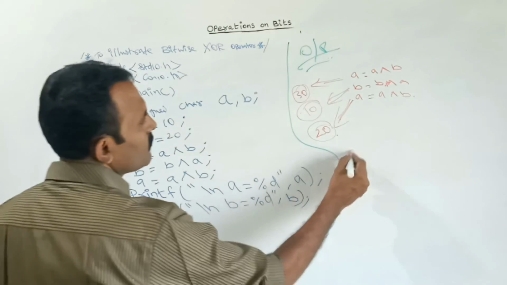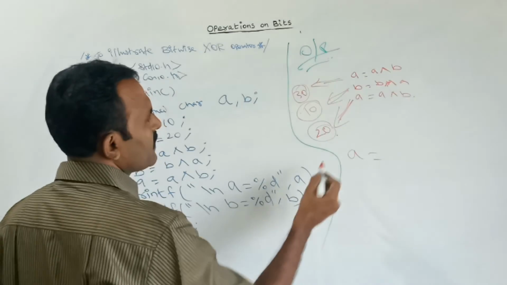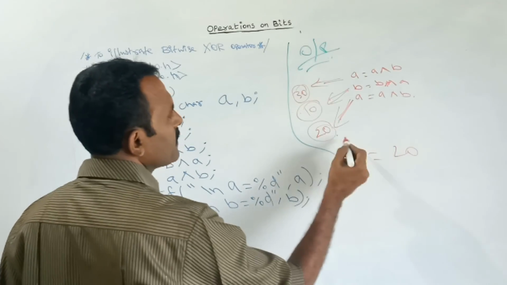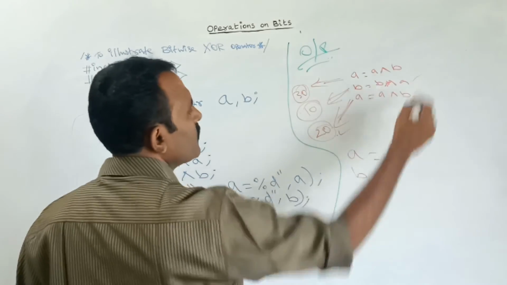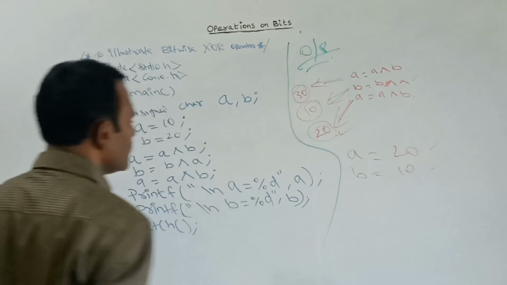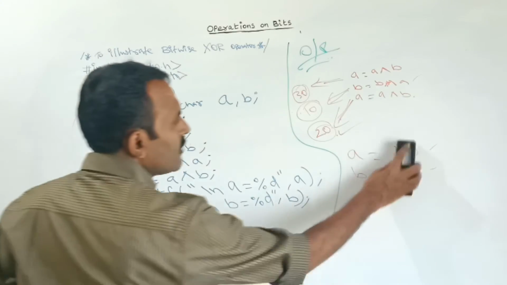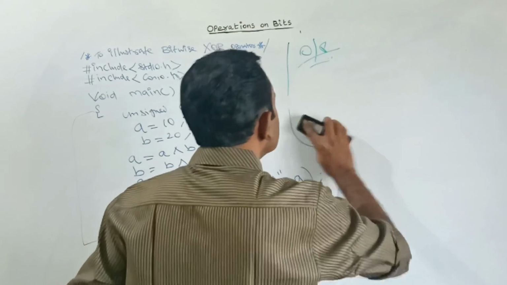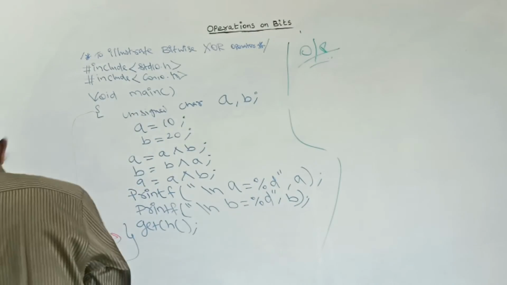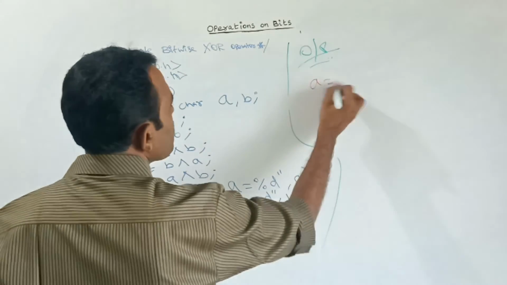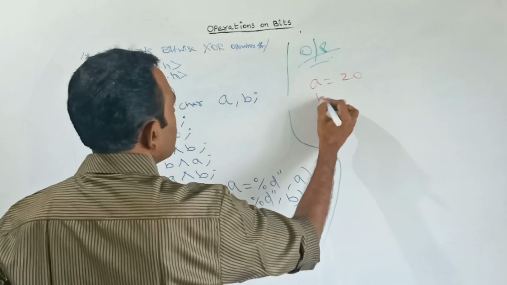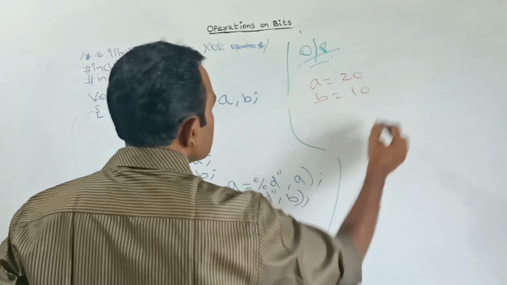A is equal to, what is the value currently? The A value is 20. Next, B is equal to 10, this is the B value. So the numbers will be swapped. So in the output this will display like this: A is equal to 20, B is equal to 10. This is the output.